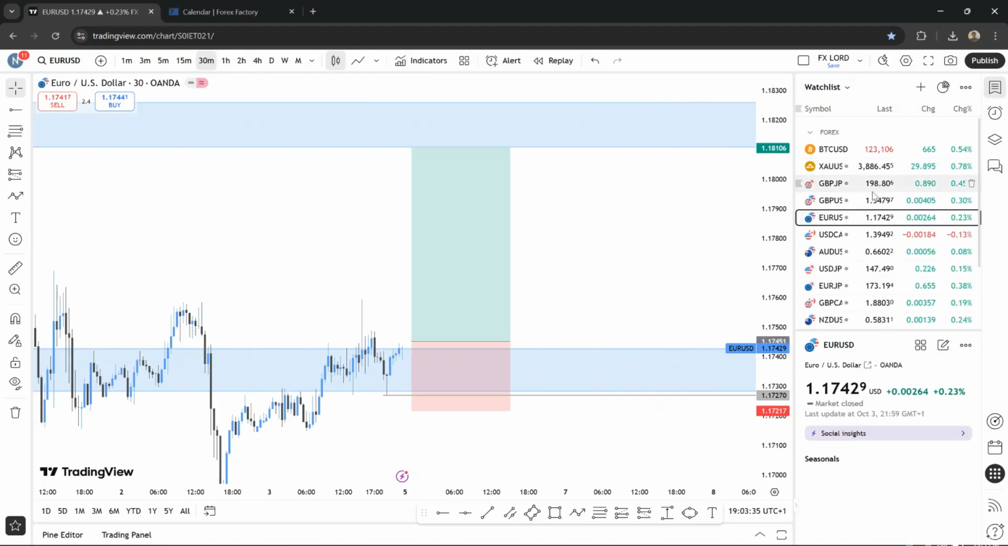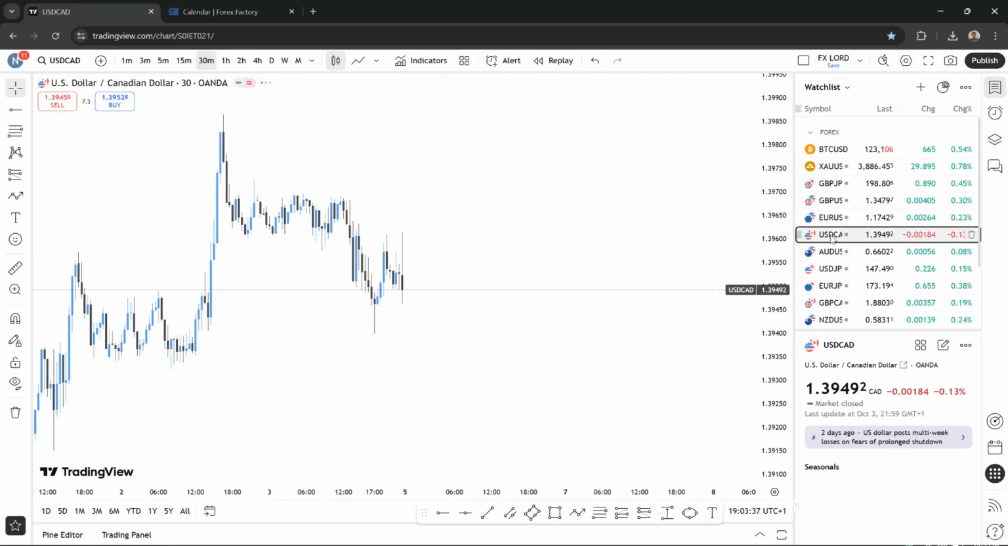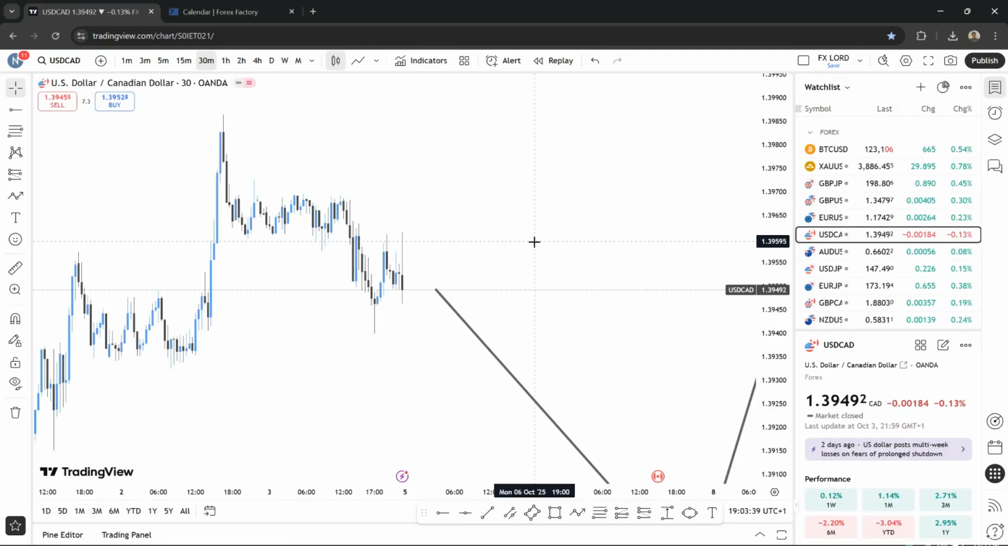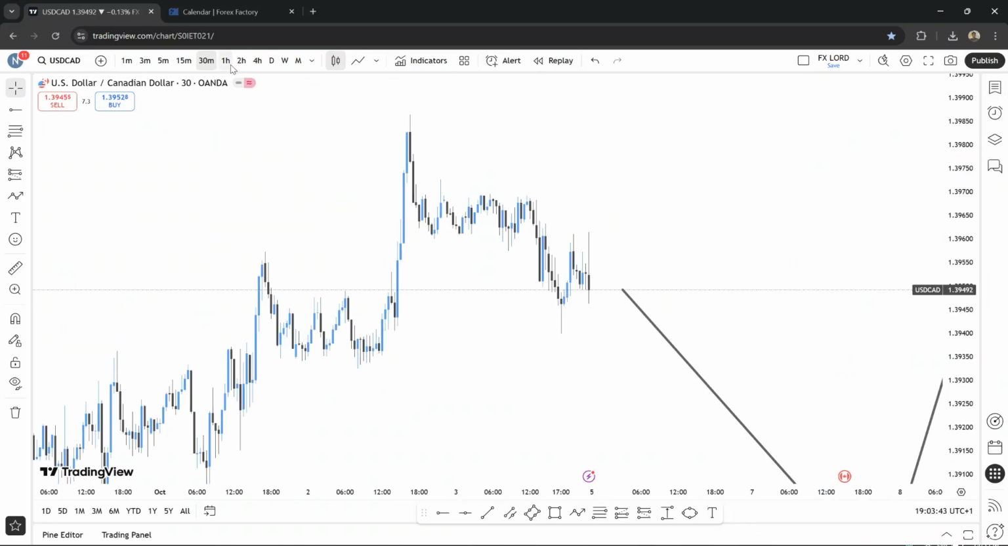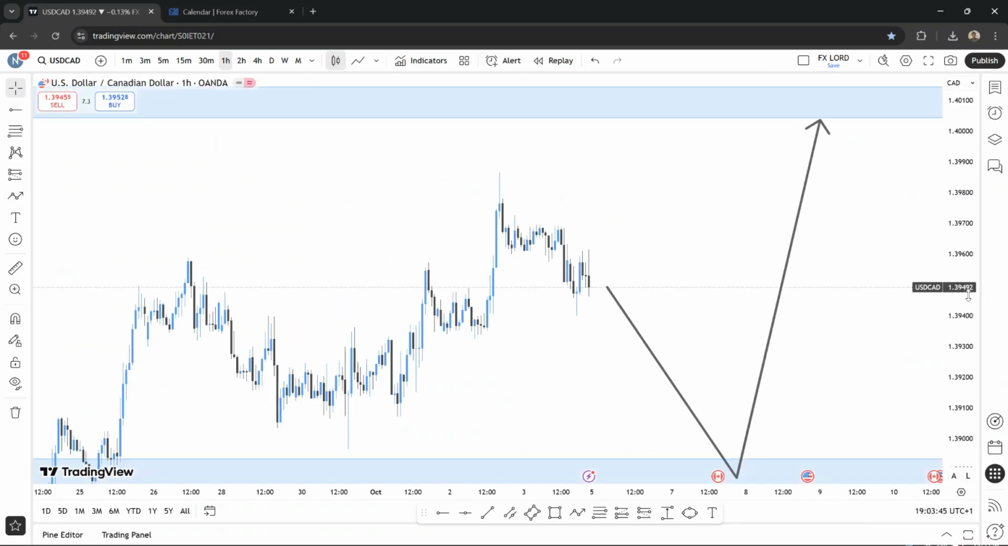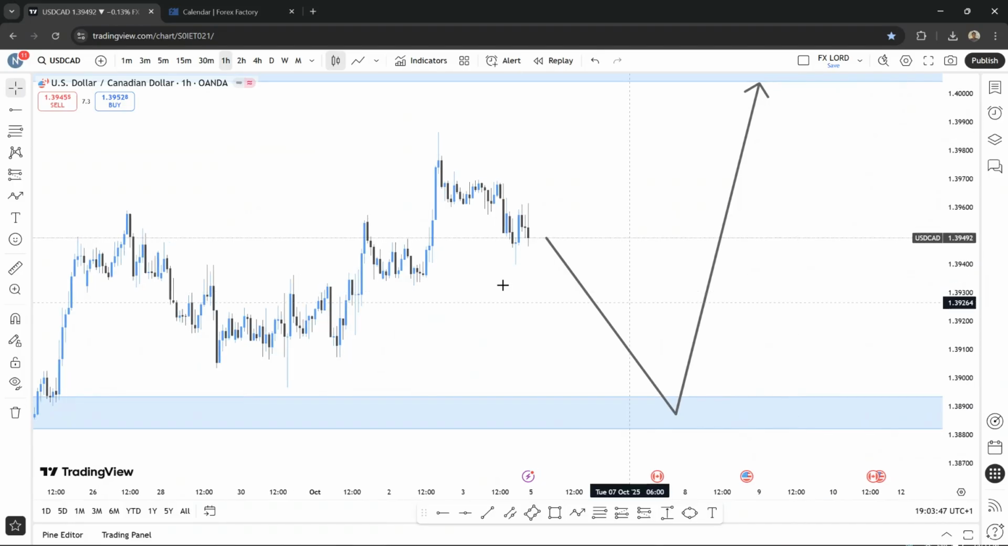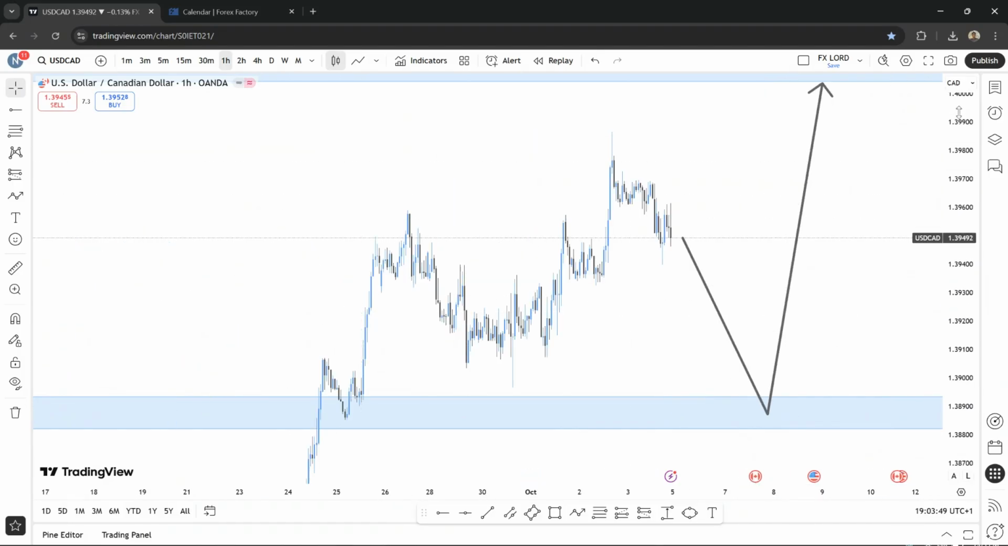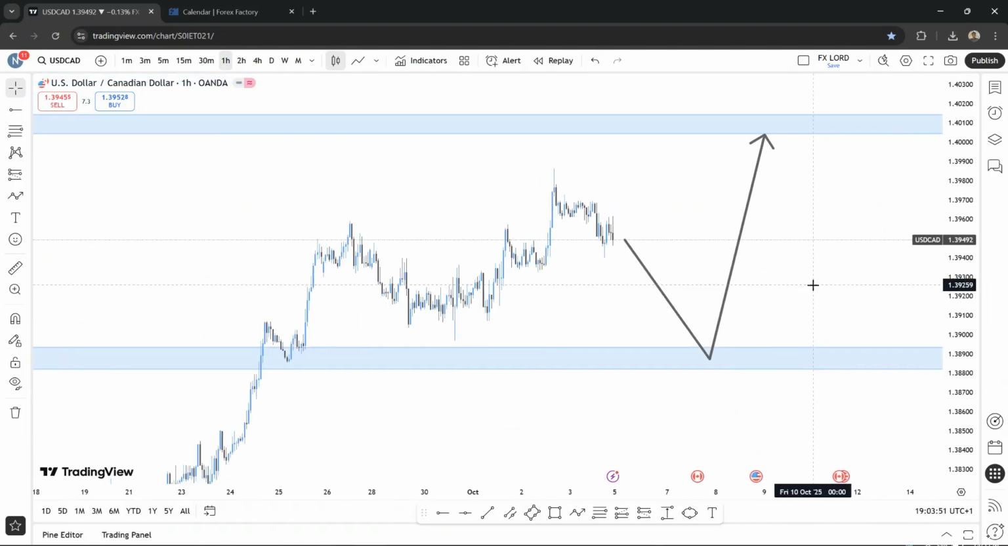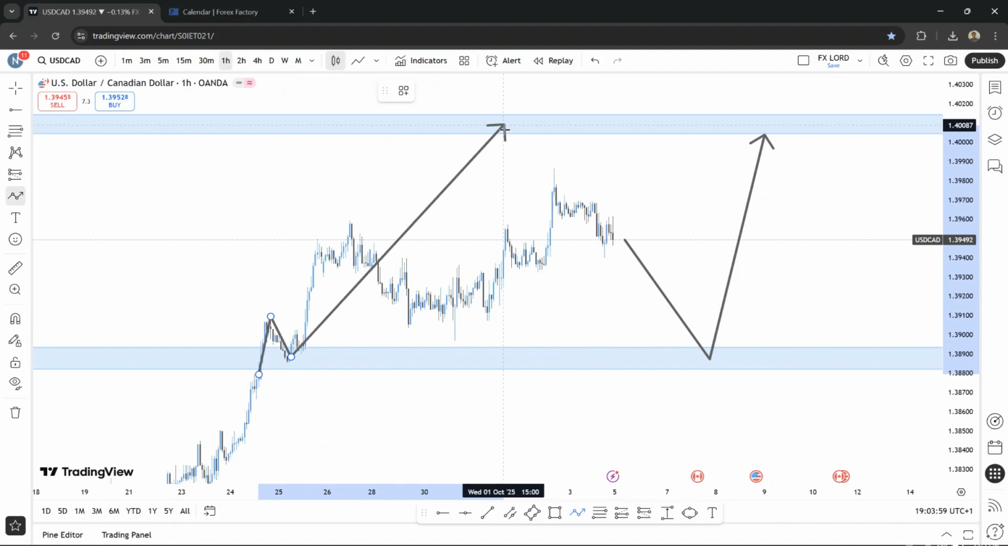Moving on to the next pair, we are looking at USD CAD. USD CAD has been so sweet and amazing, right? So USD CAD, this is what I'm expecting. USD CAD already, you see that break and retest. This is what I'm looking for. You see this heavy break, retest, and oops, right? So this is what I'm looking for right there.